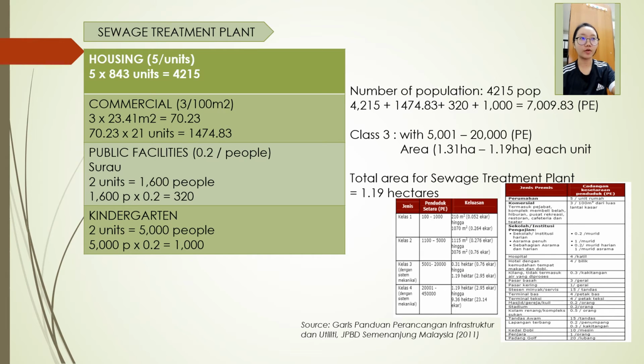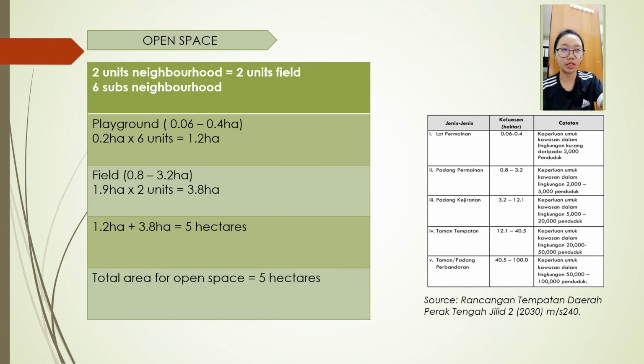The total area for sewage treatment plant is 1.19 hectares that we can develop for housing, commercial, public facilities, and kindergarten. The 2 neighborhood units have 6 playgrounds and 2 fields. The total area for open space is 5 hectares.